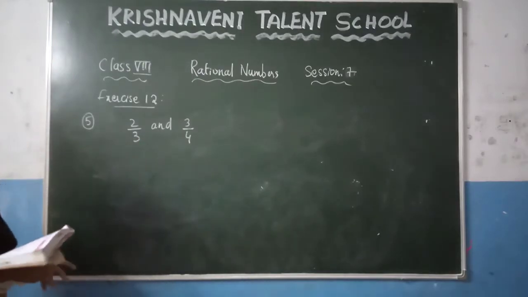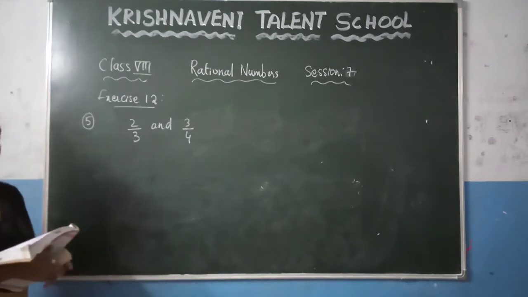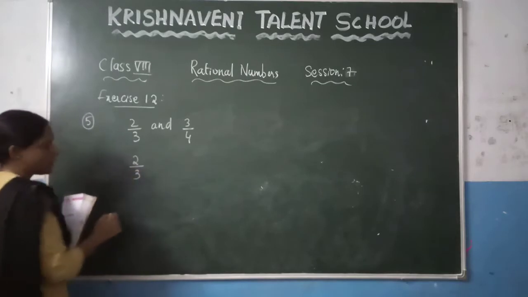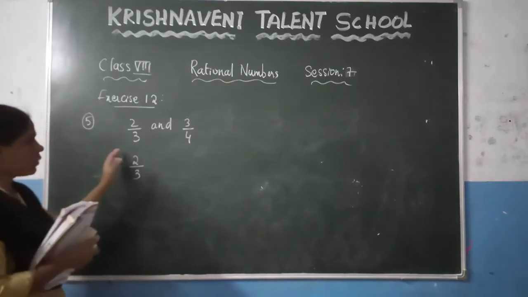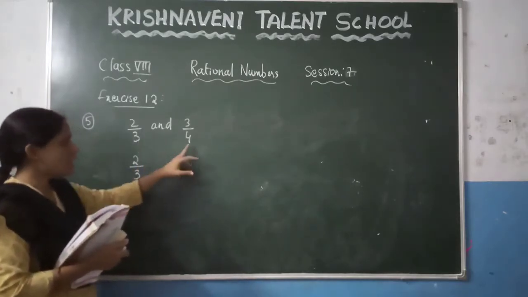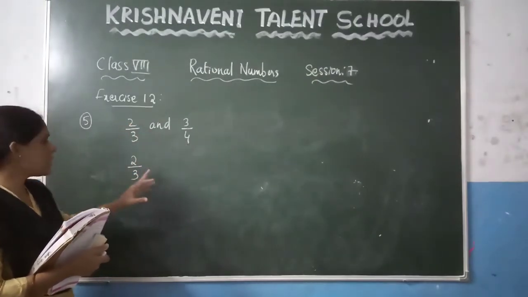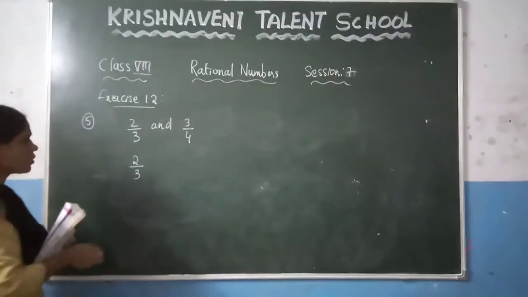denominators equal. So to make the denominators equal, which number do you need to multiply? Take 2 by 3. Check the denominator of the next number. What is the denominator here? 4. You need to multiply and divide this number by 4. So what do you get here?